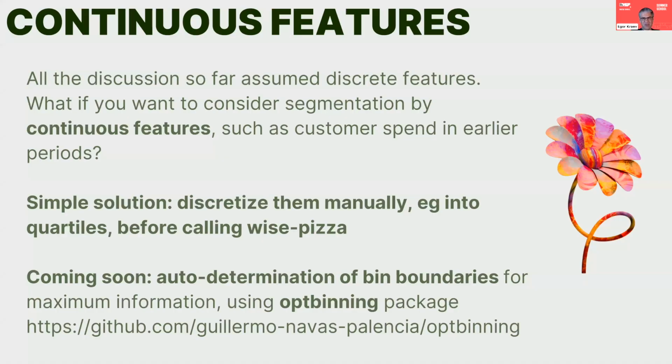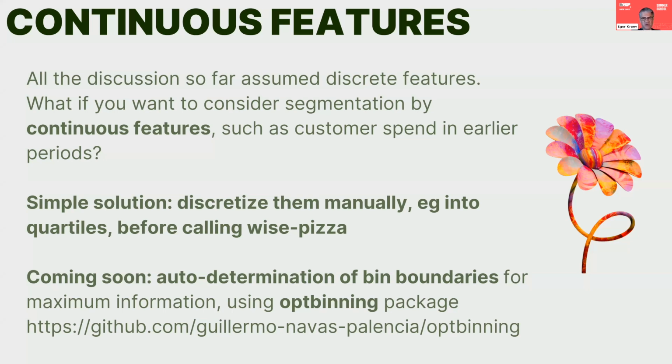First of all, so far you've always assumed that your variables, your dimensions, are continuous. However, this might not always be the case. For example, you might want to segment your customers by their spend in the prior month. Or there's a bunch of other continuous variables that you can come up with. So what do you do then?